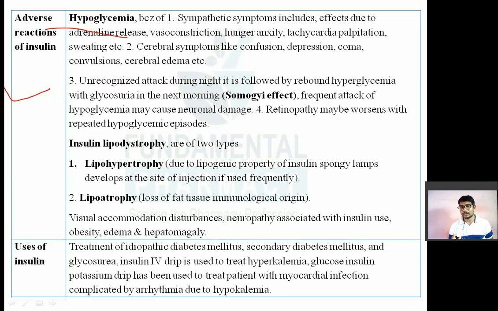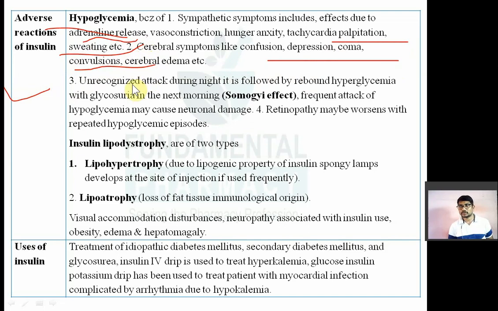Now because of that hypoglycemia, your sympathetic system will be stimulated and because of that there will be release of adrenaline, which will cause vasoconstriction, hunger, tachycardia, palpitation, sweating, etc. So these will be the symptoms. Then cerebral symptoms because of the less energy: confusion, depression, coma, convulsions, epilepsy. Also cerebral edema.